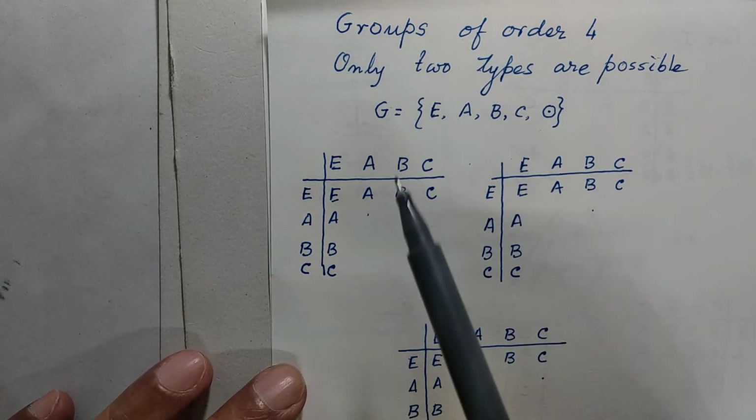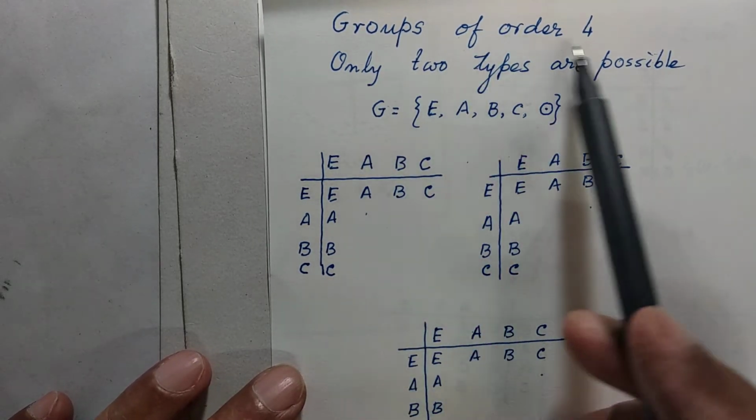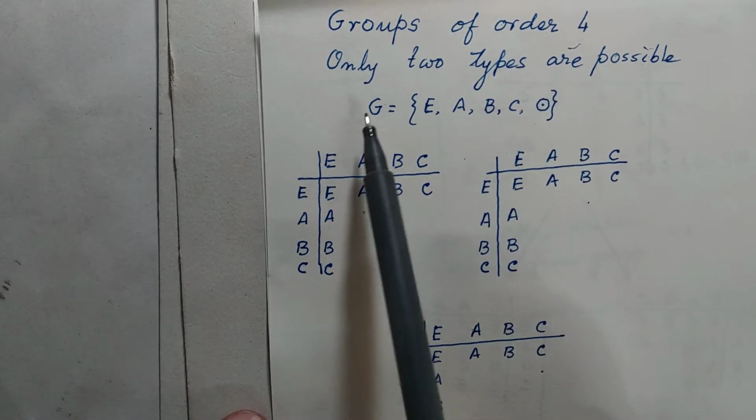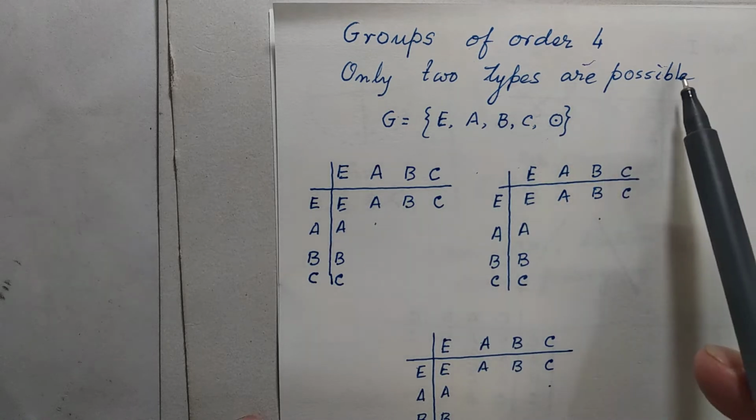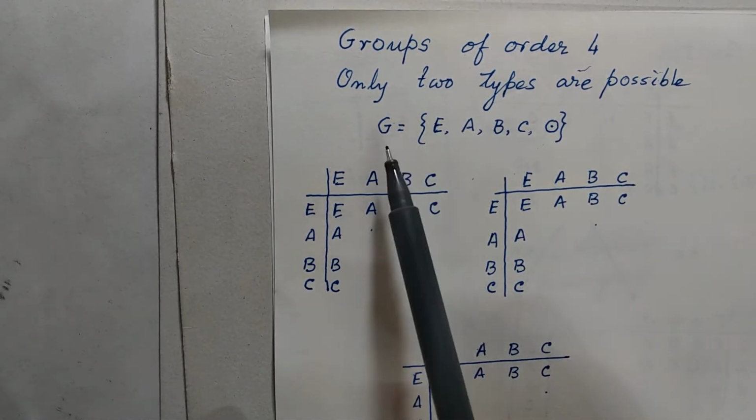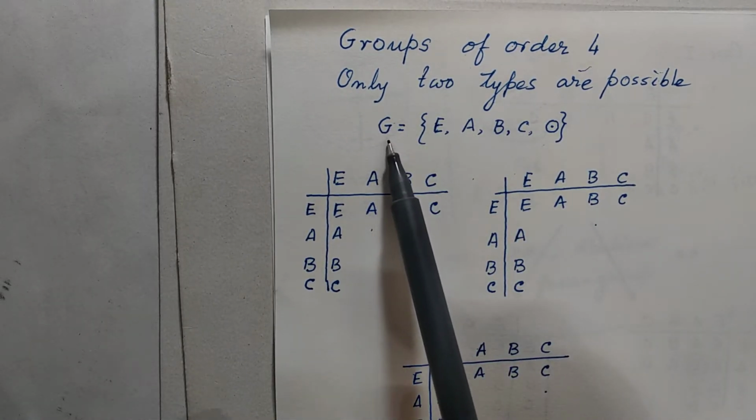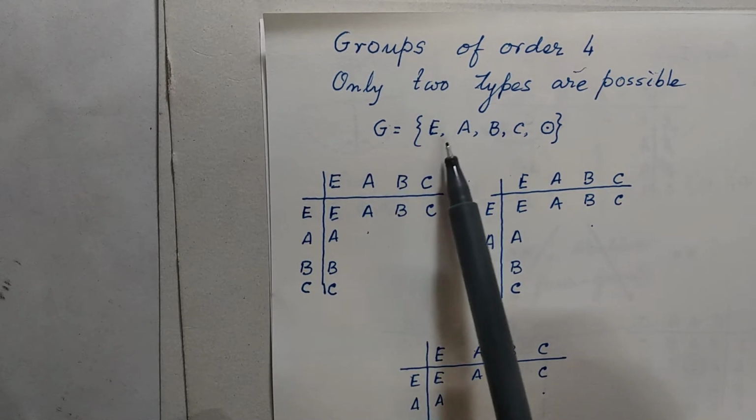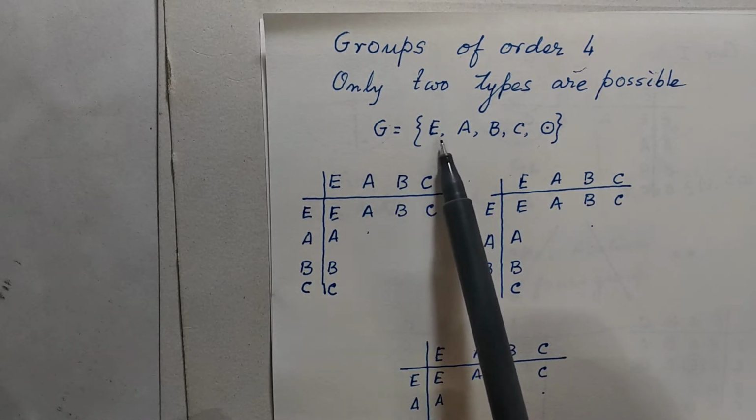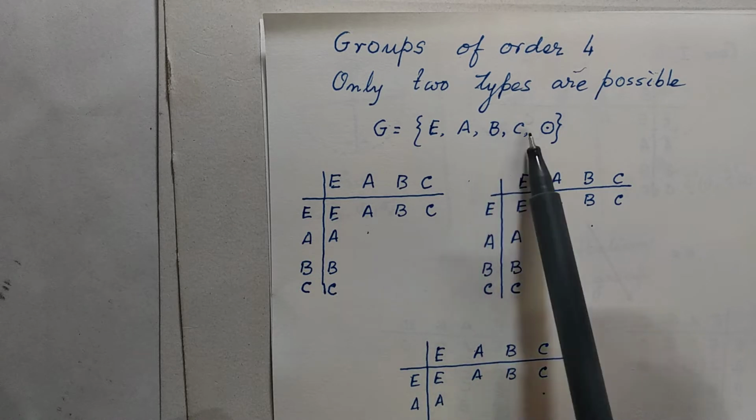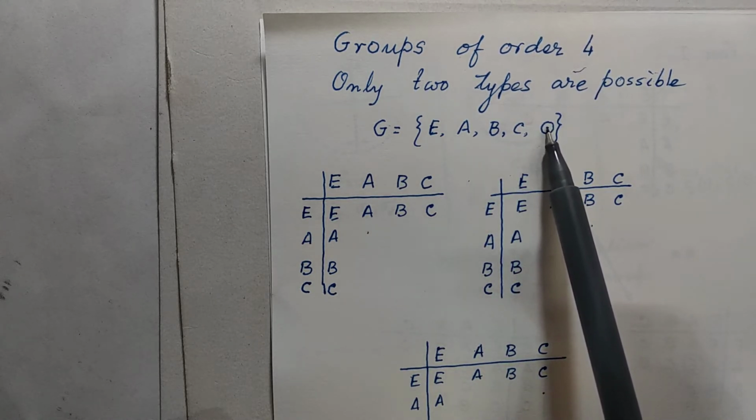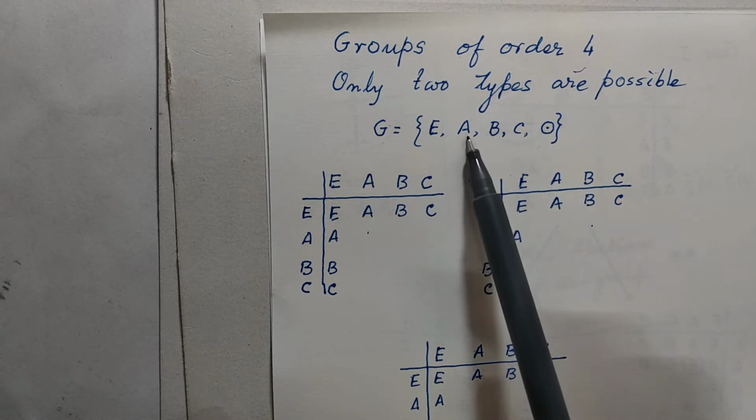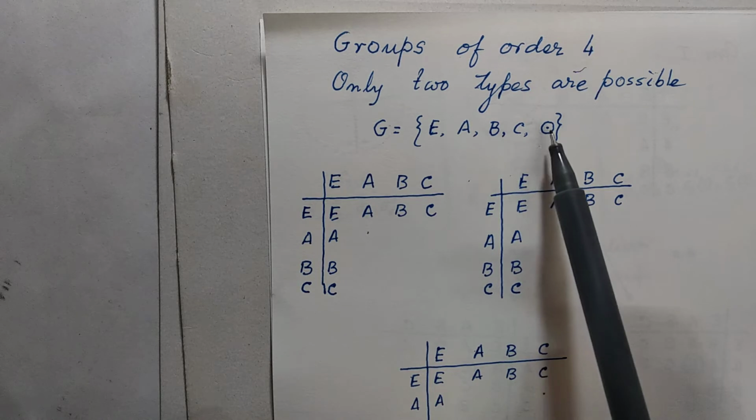Today I am going to discuss groups of order 4. It will be found that only two types of groups of order 4 are possible. Let us consider a group G whose group elements are identity E, A, B and C, and a binary rule for composition, that is, a rule for combining any two elements of this set, is defined.